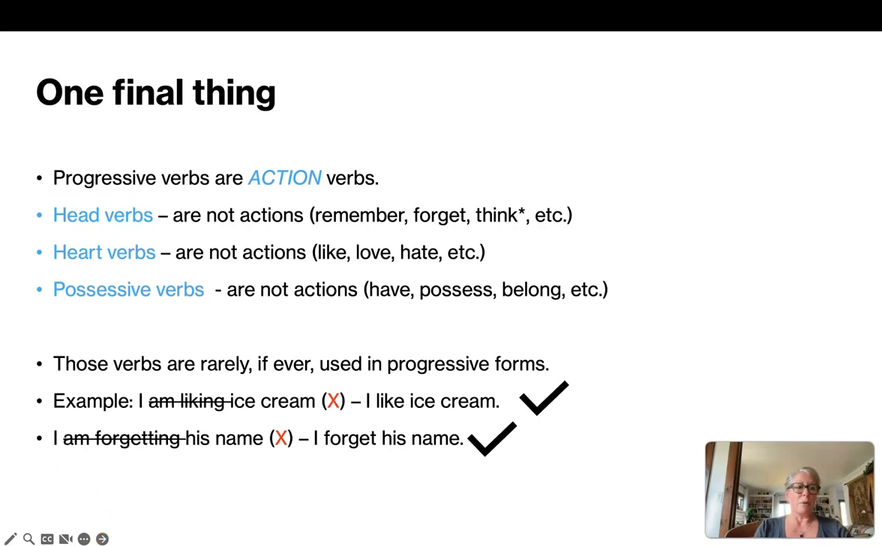And so I have a couple of examples. I cannot say I am liking ice cream. That's incorrect. We say, I like ice cream. Well, for one thing, it's a fact, but like is a heart verb, so no progressive. Or, I am forgetting his name. I hear that a lot. It's incorrect, because forget happens in your head, so I forget his name.